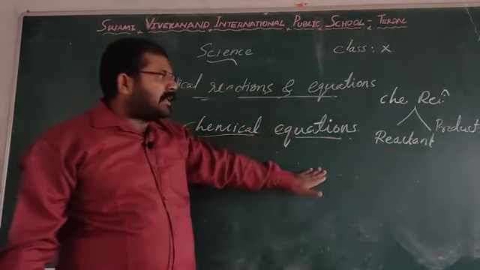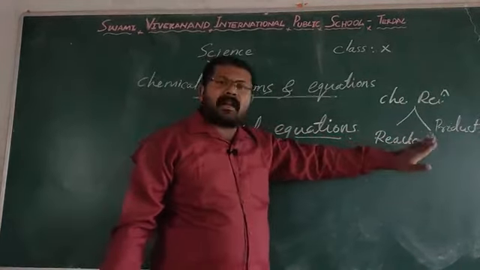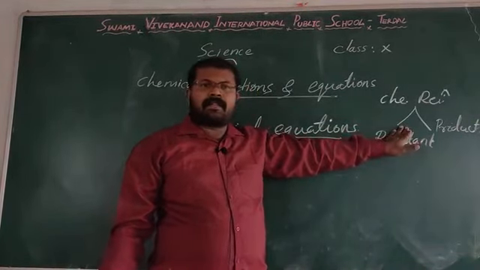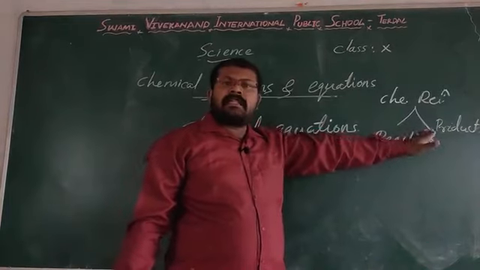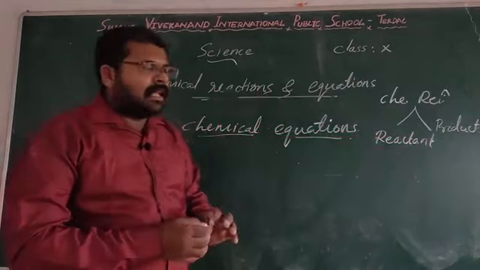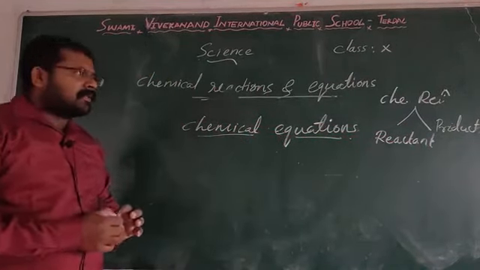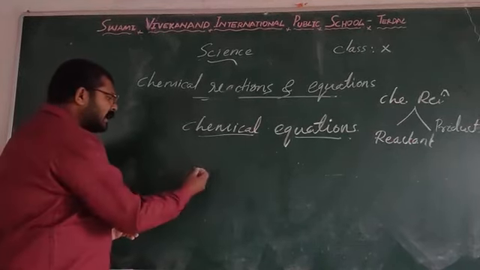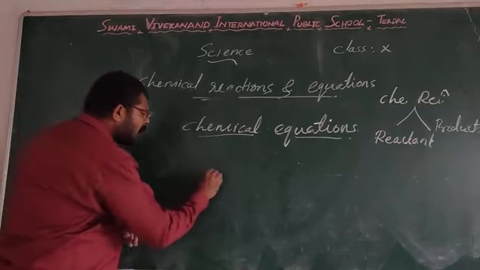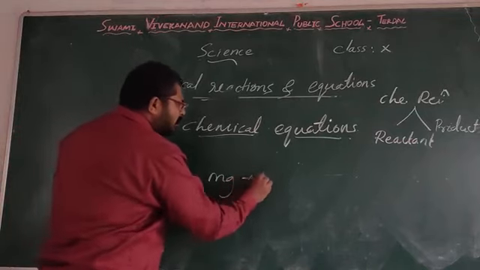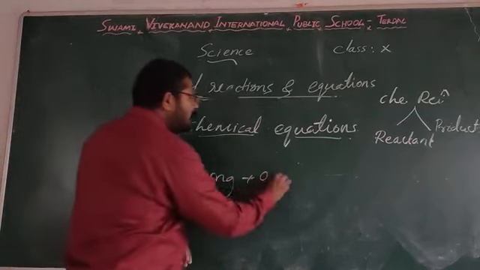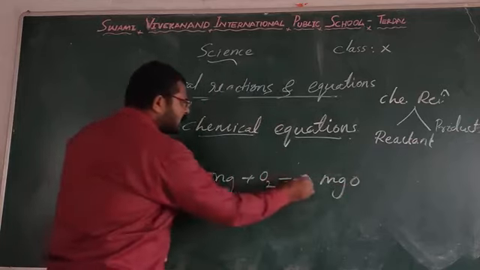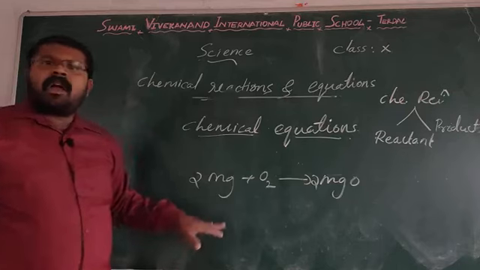Reactant means the substances which undergo a chemical reaction. We call them reactants. And product means the result of a chemical reaction. We call it products. For example, a simple example from your earlier textbooks: magnesium reacts with oxygen to form magnesium oxide.